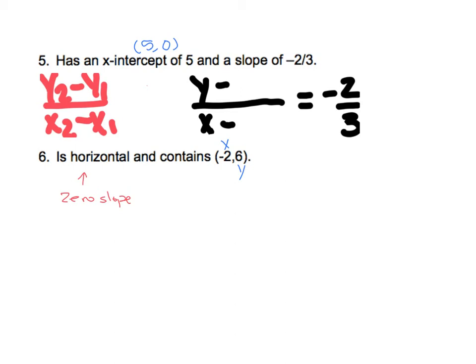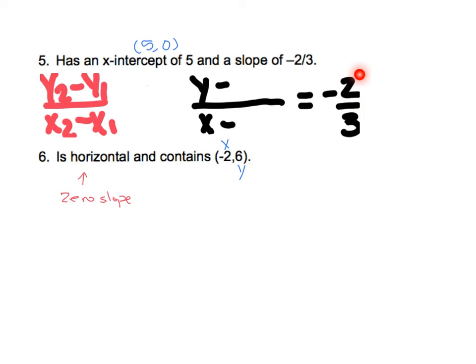So we know what the slope is, and we know that it has an x-intercept, but what we have to figure out is its y-intercept, because that is what we need in order to write the equation. There is a way to do this by using our slope formula. So y2 minus y1 divided by x2 minus x1 equals slope.